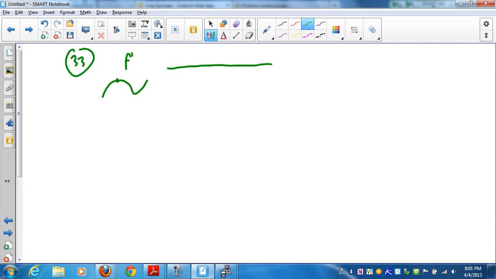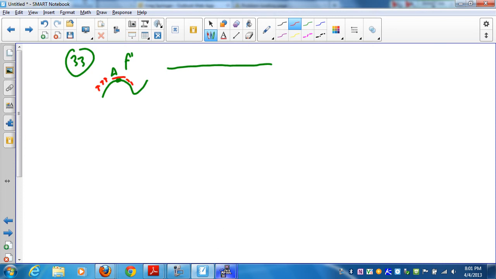So at this point right here we have a local max. Call that point A. Well, let's take a look at the derivative. The derivative is positive to the left, and then it reaches 0 at A, and then it becomes negative on the other side, right? So we have to look for when the derivative is going from positive to negative and passing through 0.